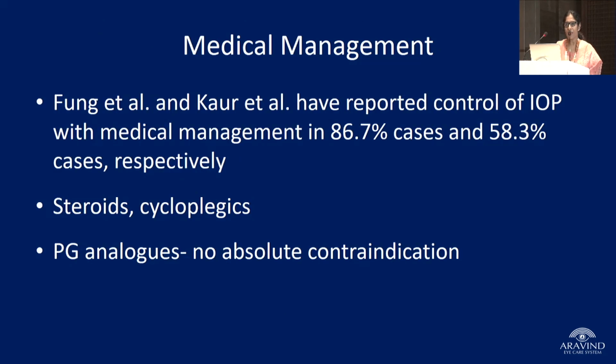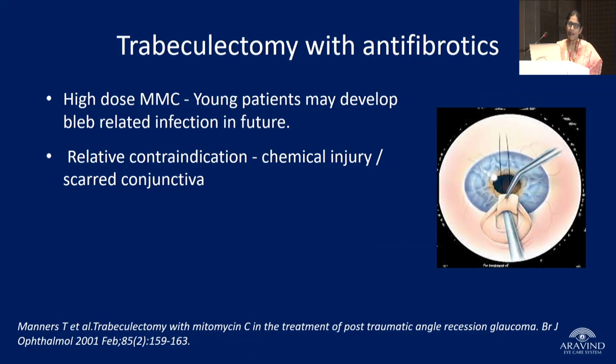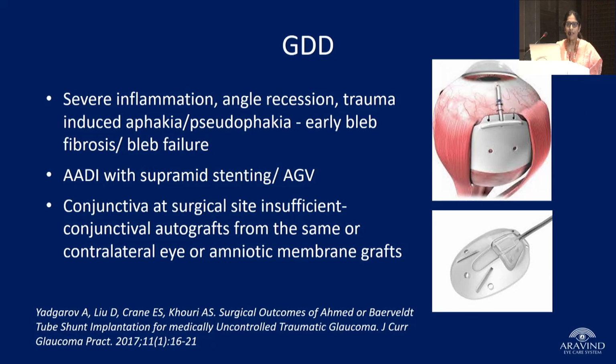So the medical management has proven to be helpful in around 60 to 80% of patients if it is because of an inflammation. So you generally give more steroids, cycloplegics, and start off with anti-glaucoma medications. However, there are situations where we might have to go for a trabeculectomy. And when you're doing a trabeculectomy, the only tip I would like to give here is you have to use a high dose of antimetabolites, unless it is otherwise contraindicated, especially when there is a scarred conjunctiva or chemical injury induced damage. But I strongly prefer to use a glaucoma drainage device because these eyes have been exposed to trauma.